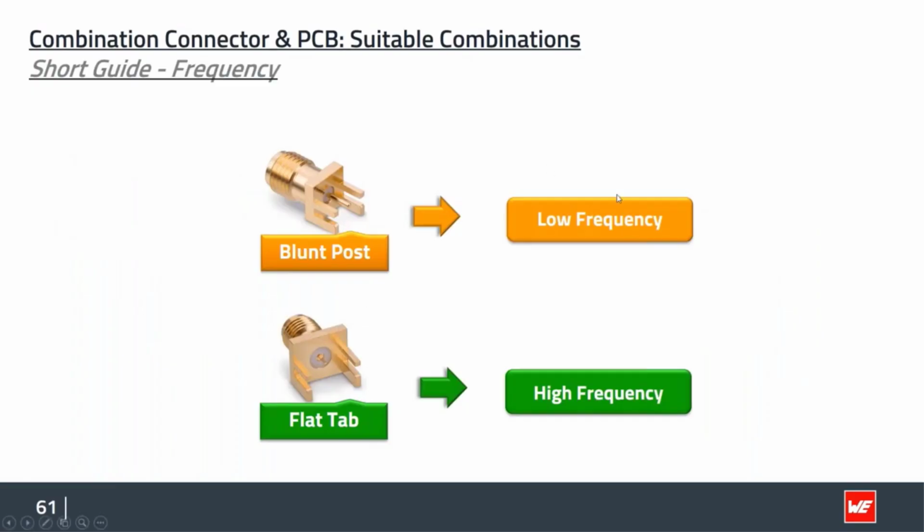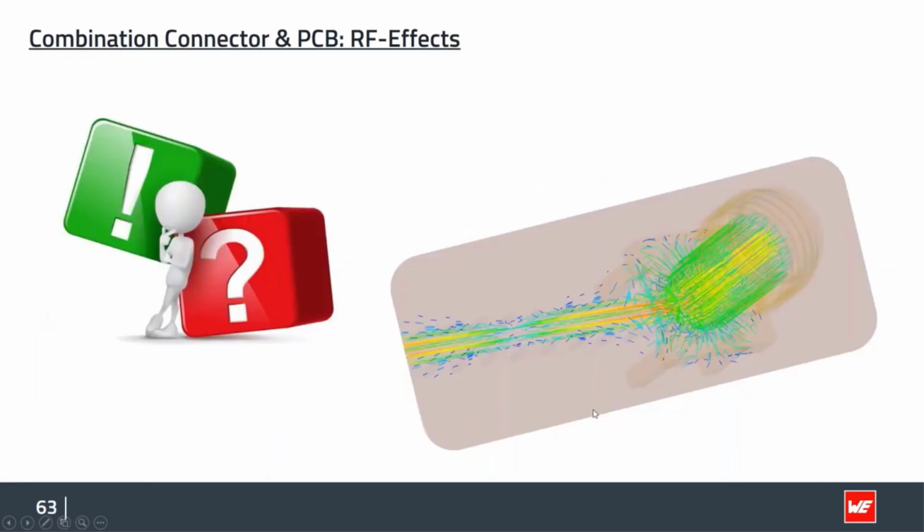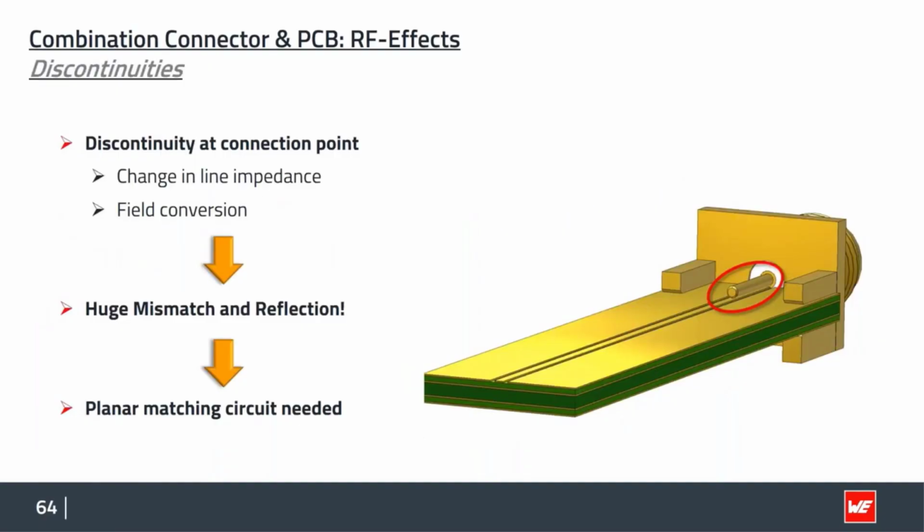What we will do is use blunt posts and flat taps in different connector combinations. Blunt post is suggested for lower frequency, flat tap for higher frequency. Blunt post is suggested for wider tracks, so typically more in the two-layer system with microstrip. Flat tap is used on smaller tracks, so it would typically be a four-layer system with a coplanar waveguide. And now we try to place the connector on the PCB board and see what will happen.